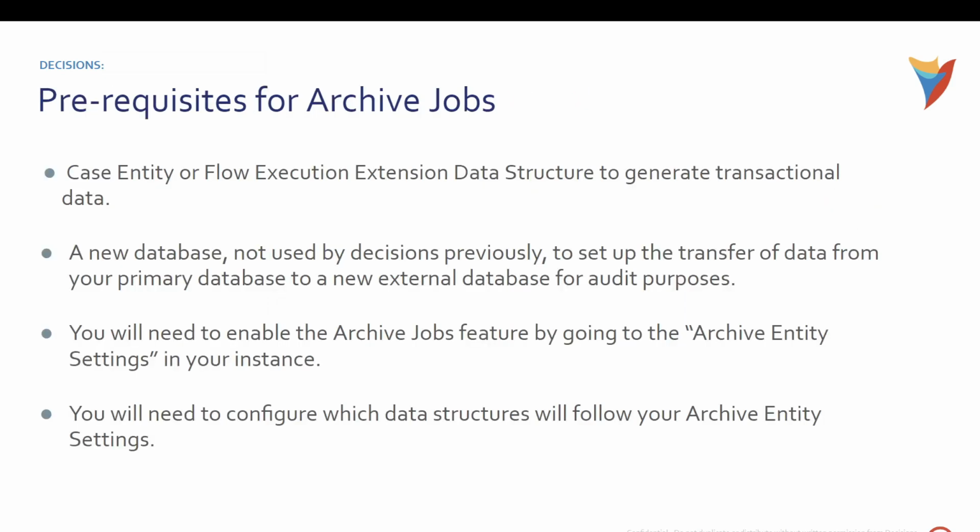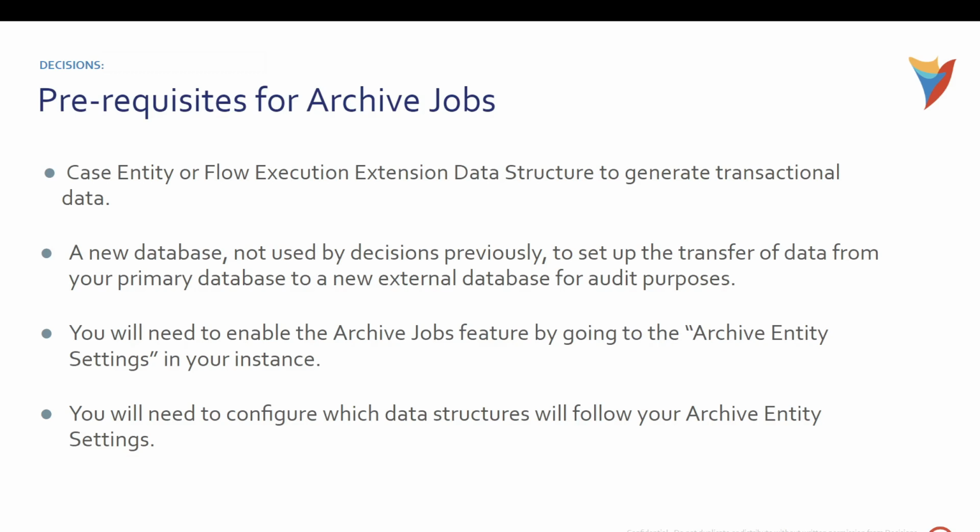Before we start the demonstration, let's go over the requirements. You're going to need a case entity or flow execution extension data structure with data created. You will need a new database to move your data to, one not previously used by the Decisions instance. Finally, you will enable the Archive Jobs feature on the Archive Entity settings. For further details on how to connect to your external database, please refer to the External Database Integration page on our documentation website.